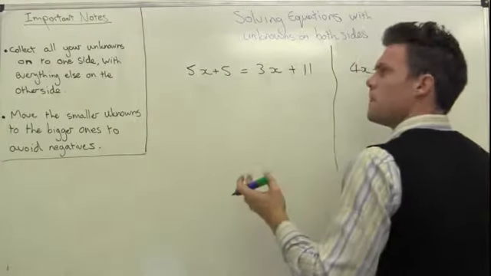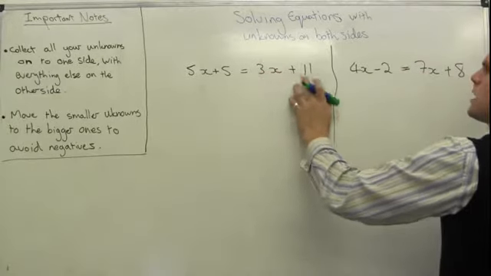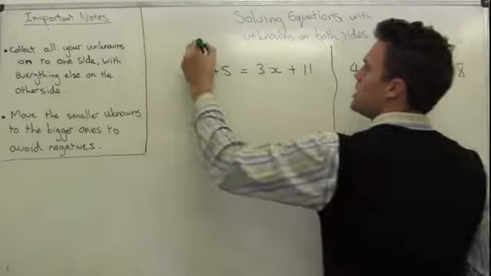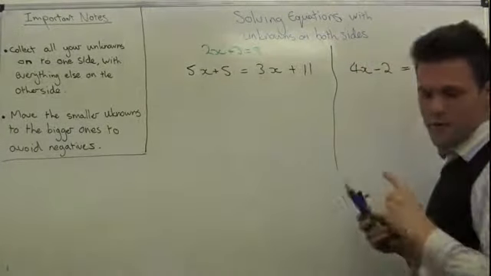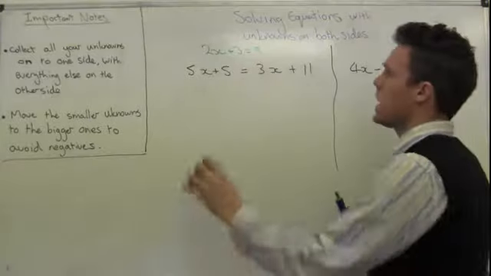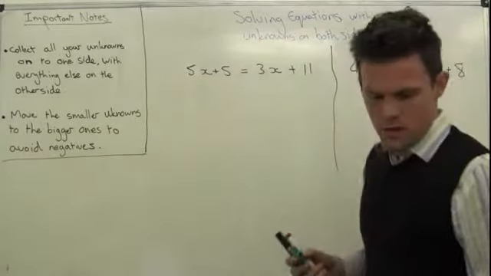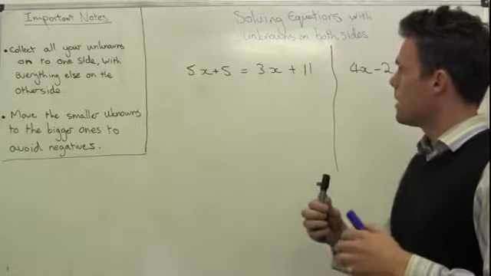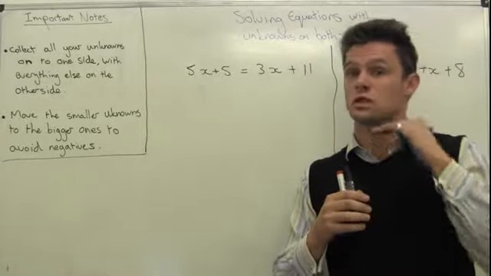On this side, I have 5x plus 5 equals 3x plus 11. And the problem with this straight away, the difference between this and a normal equation, something like 2x plus 3 equals 9, is that I have an x value on both sides. An x value on both sides kind of complicates my life, but not too badly. The basic equations took 2 or 3 steps to solve. This might take an extra step, that's all.